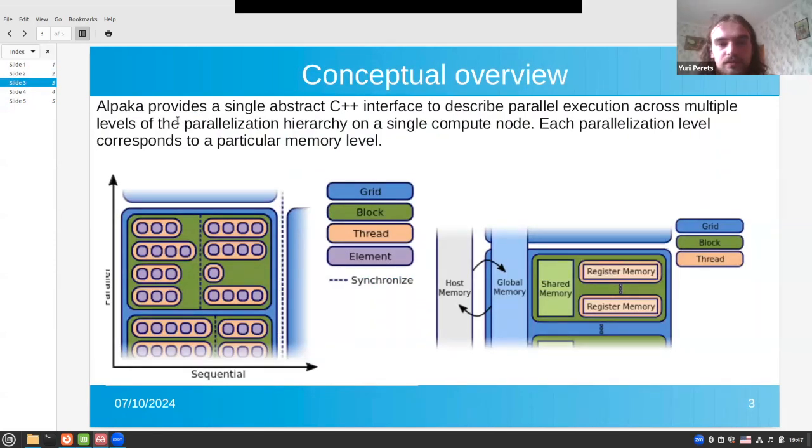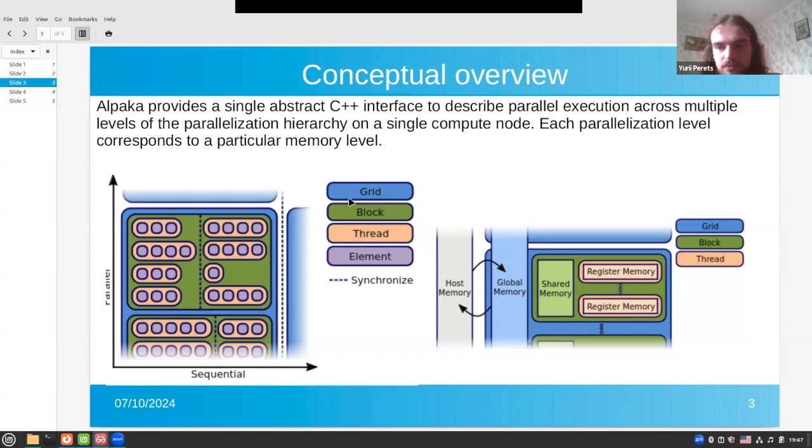Each parallelization level corresponds to a particular memory level. Grids correspond to global memory, blocks to shared memory, and threads to register memory. A grid is an n-dimensional set of blocks with a usually large global memory accessible to all threads in all blocks. And grids are independent of each other. They can be executed either sequentially or in parallel.